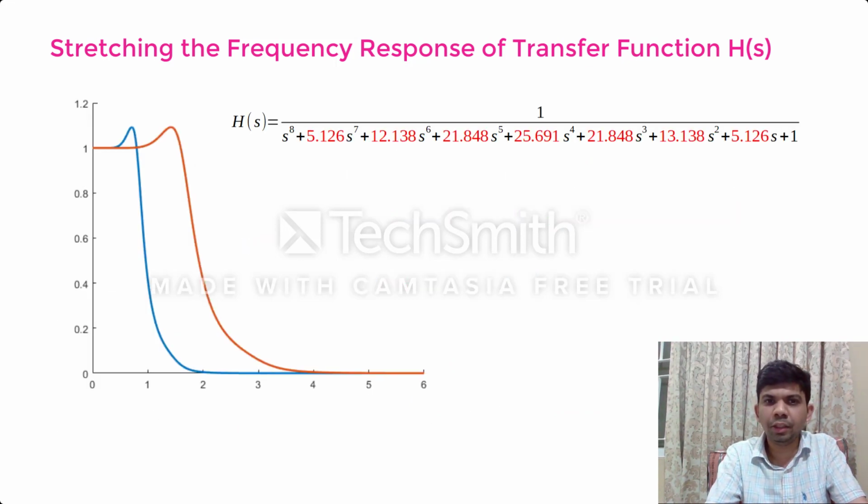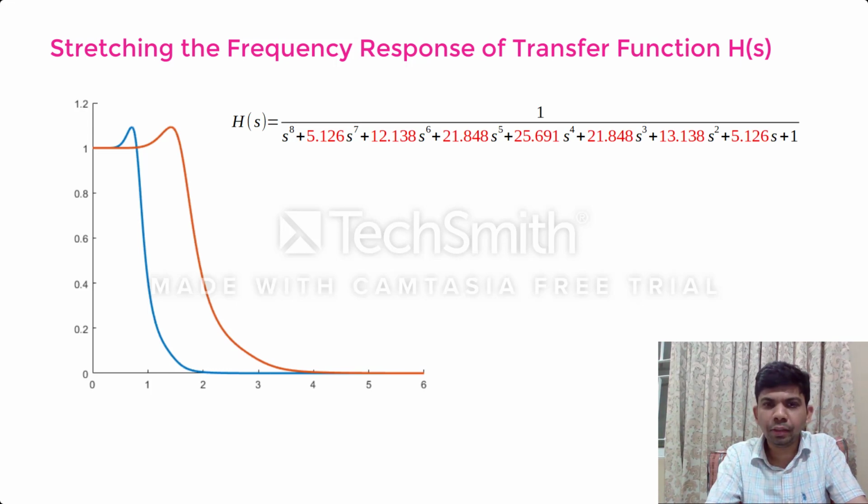So let us take the Butterworth filter of 8th order. H of s can be easily written for the 8th order normalized Butterworth filter by referring to the table of coefficients, and it is as shown over here. The frequency response for this transfer function, as well as for the scaled transfer function with a scaling factor of 2, is given here.